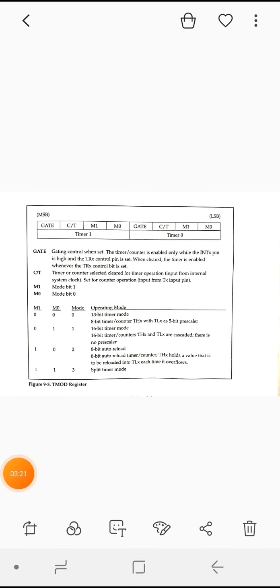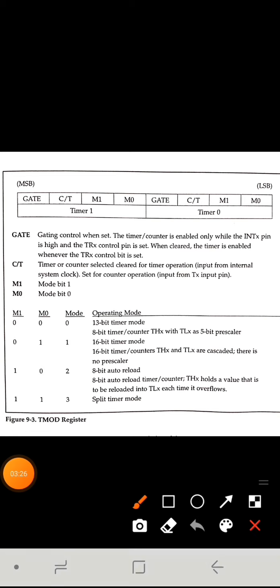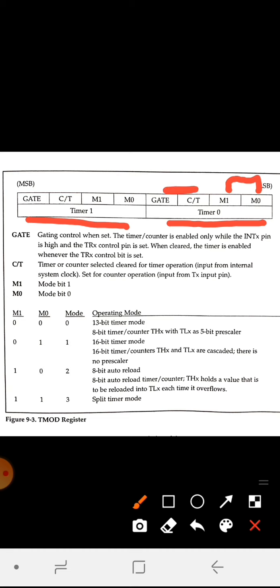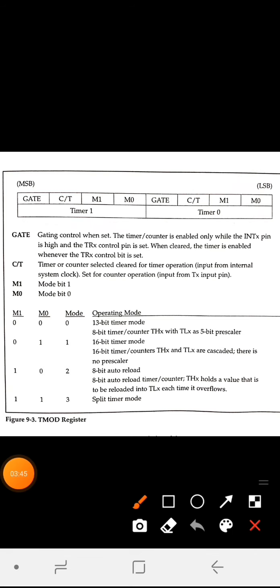You can see here, as I just said, TMOD is an 8-bit register. In that, the lower 4 bits are for timer 0 and the higher 4 bits are for timer 1. In this, the first 2 bits say about the mode of your timer and the next 2 bits say about the set of operations we are trying to perform. Now you can see the other two functions we mentioned, GATE and C bar T. First we will take the GATE bit.